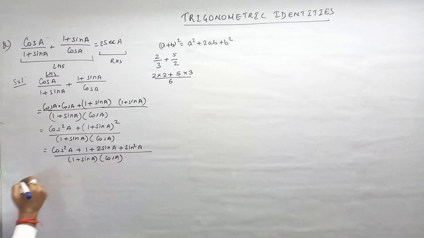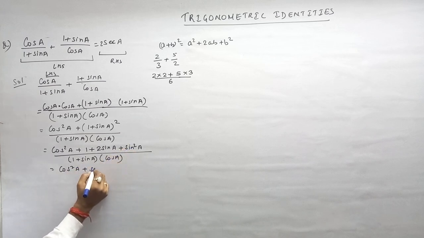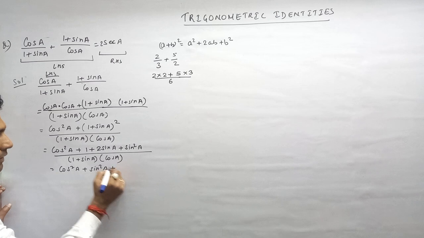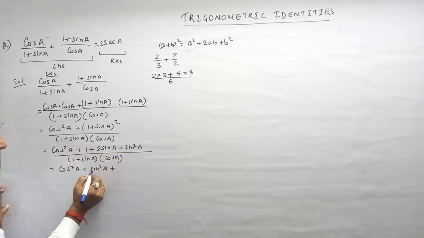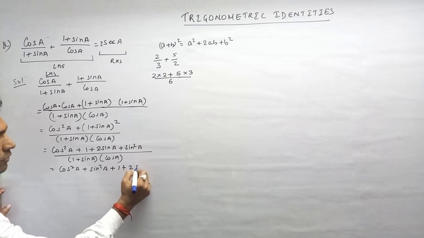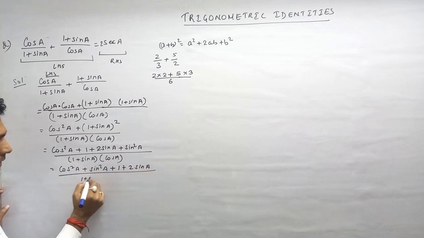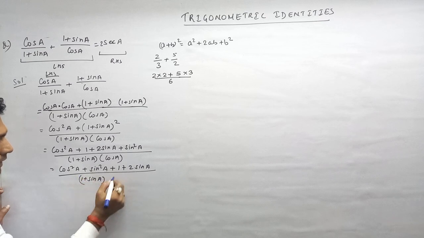This is cos A. Now, we'll bring cos square A and sin square A together. So this is cos square A plus sin square A, and here we have plus 1 plus 2 sin A, whole divided by 1 plus sin A into cos A.